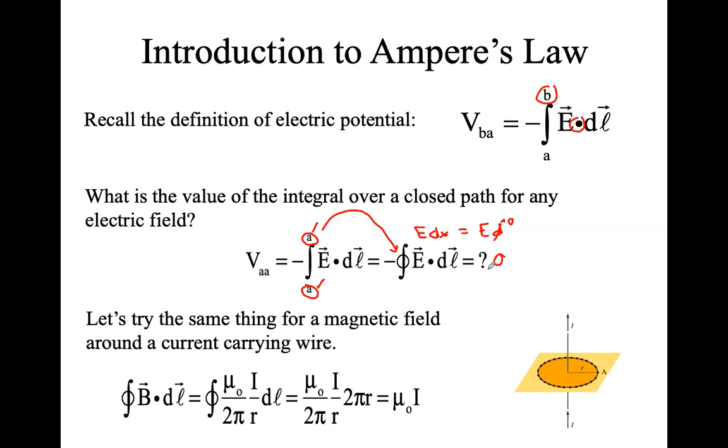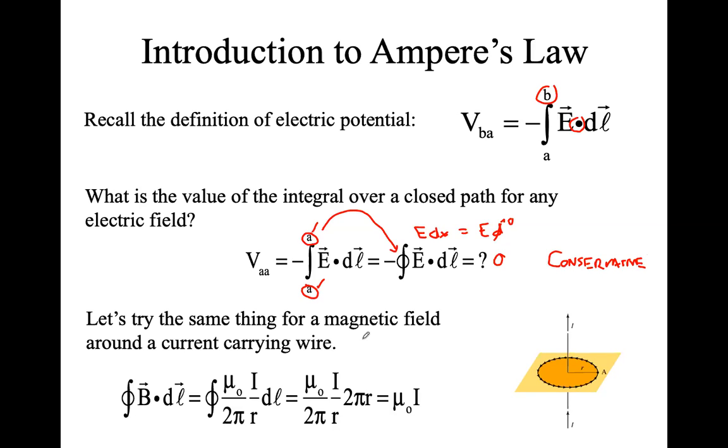So that's what's true for an electric field. And the words we use when we see something like that is we say, the electric field is conservative, right? And that means if you integrate it around a closed path, 0 work is done. Conservative.